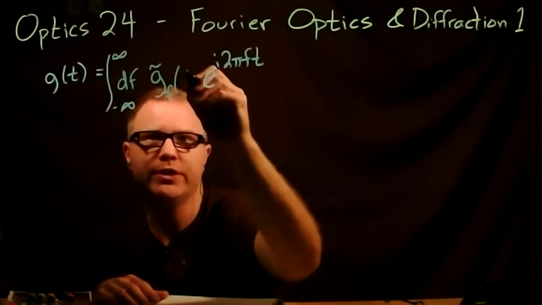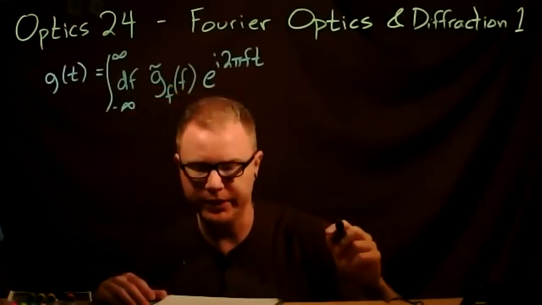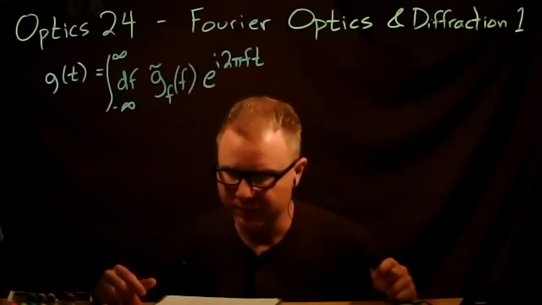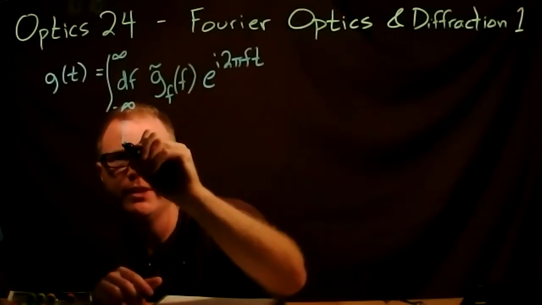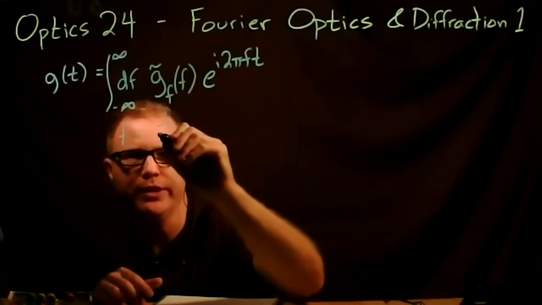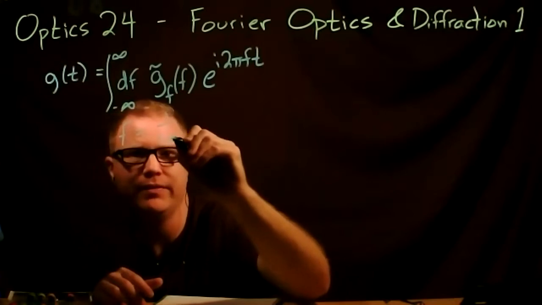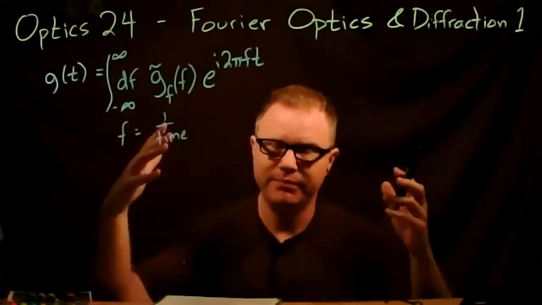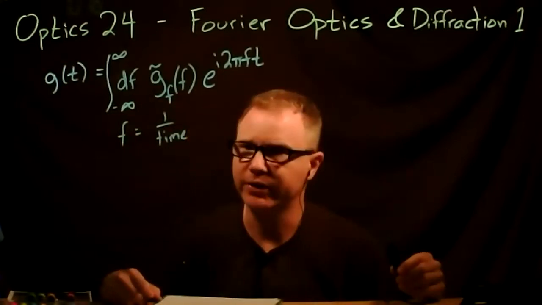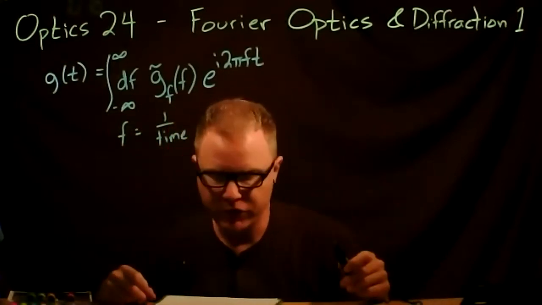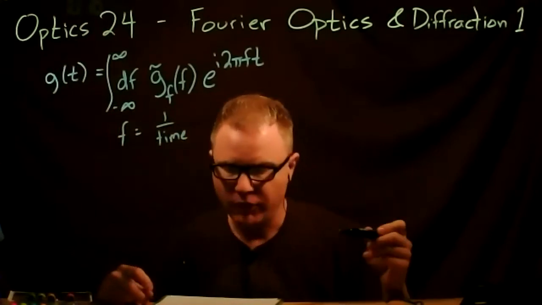And I'm going to distinguish g tilde as a function of f from g tilde as a function of omega. So remember, f here is a real frequency. So it's 1 over some real time, the time it takes the cosine to go through a complete cycle. Let me change variables. Well, this is often done.